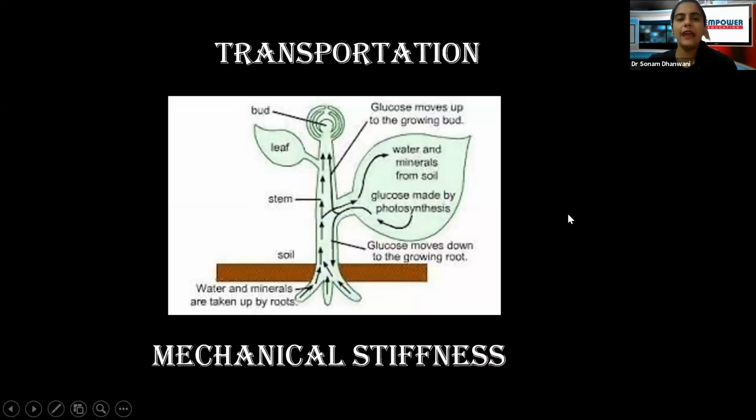Going ahead, we have transportation. Transportation is what we have seen in the functions of the root, that is the carrying of all the salts, minerals, nutrients from the soil to all the parts of the plant. Then there is mechanical stiffness, which is nothing but something known as turgidity or flaccidity. These terms we will be studying in detail, probably in the next session of this plant physiology chapter.